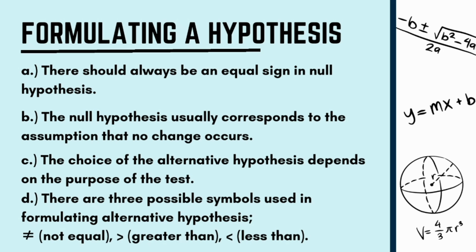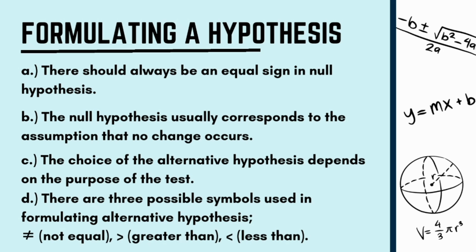For the second question, the null hypothesis usually corresponds to the assumption that no change occurs. So, the null hypothesis states that there is no relationship between two population parameters, an independent variable and dependent variable. If the hypothesis shows a relationship between the two parameters, the outcome could be due to an experimental or sampling errors. And that's all.